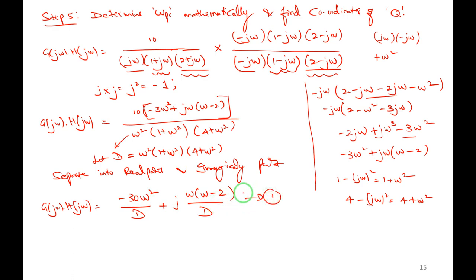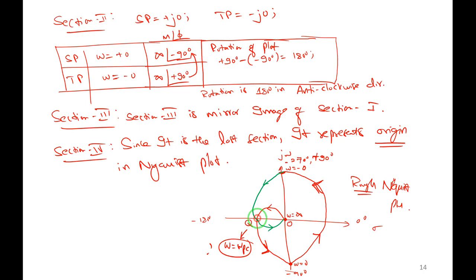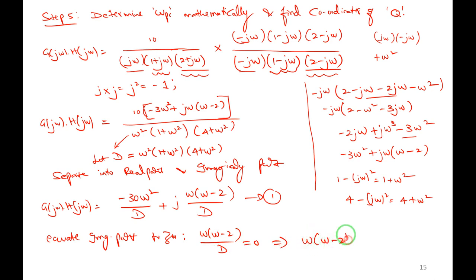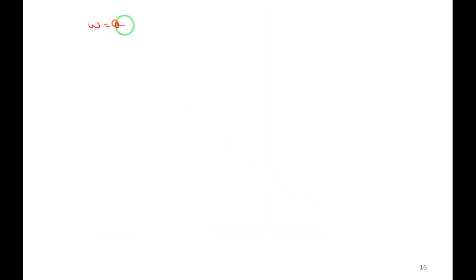Then since at this point Q the imaginary part is 0, because I am getting coordinates minus sigma plus j0, equate the imaginary part to 0. Imaginary part means only this much: omega into (omega minus 2) divided by d equal to 0, which implies omega into (omega minus 2) equal to 0. So what will I get? Omega equal to 0 and omega equal to 2.